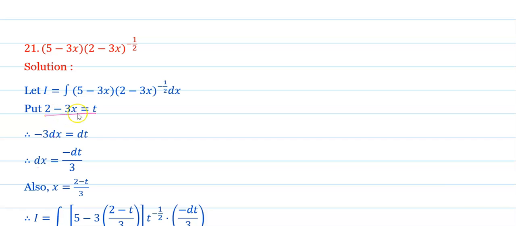2 minus 3x equals t. It means that 3x equals 2 minus t, and hence x equals 2 minus t upon 3. The minus 3x goes to the right-hand side, t goes to the left-hand side, and therefore it will become 2 minus t equals 3x. We have written 3x equals 2 minus t, and hence the value of x is 2 minus t upon 3.